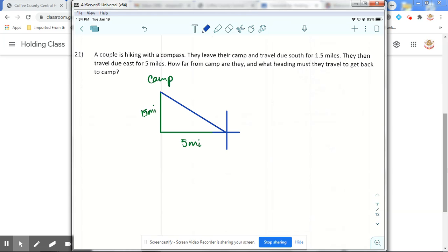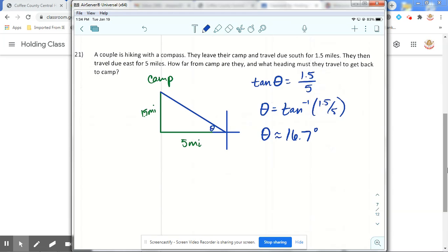Okay, so what I'm looking for from this triangle is this theta. So again, what I have and what I want, I am going to use tangent. So tangent of theta is going to be the opposite over the adjacent, which means theta is the inverse tangent of 1.5 over 5. All right, and then you can get that from the calculator by doing second tangent and that fraction. And we get 16.7 degrees.